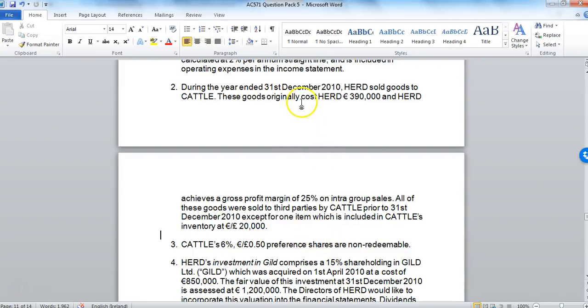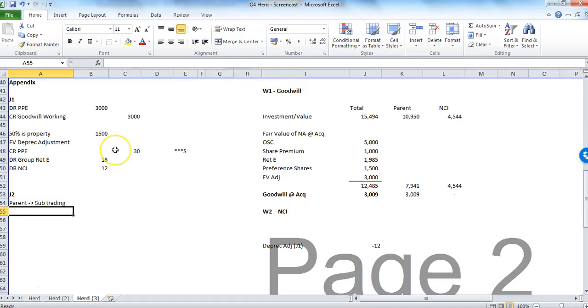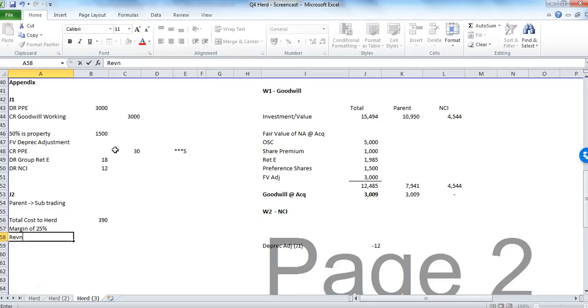The first thing we need to figure out is how much was the total intergroup transactions, because we need to remove them from revenue and cost of sales. So total cost to Herd was 390, and remember they charge a margin of 25%. So to get the revenue, i.e. the price that Herd would have charged, if the margin is 25%, costs must represent 75%. So that was a tricky one, that you need to know the difference between markup and margin.